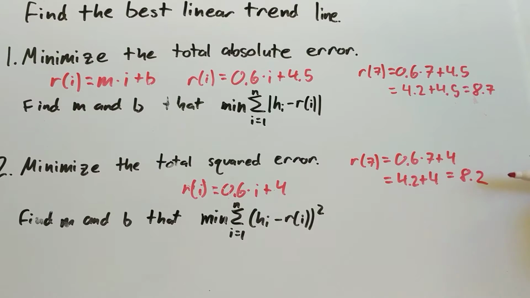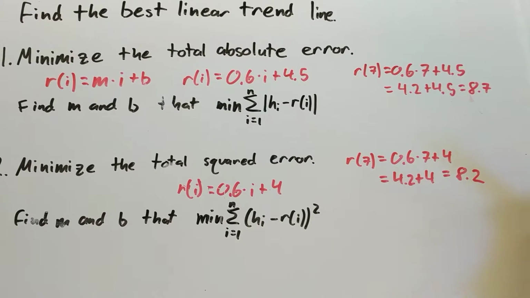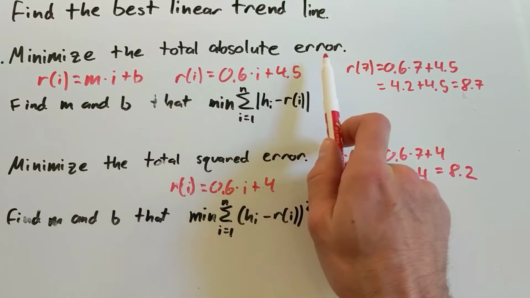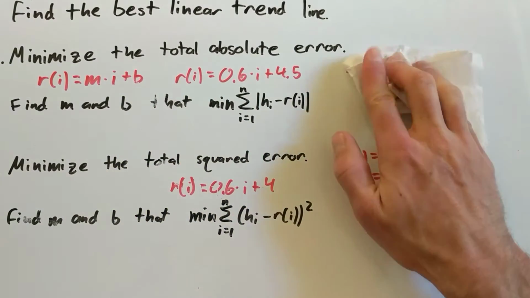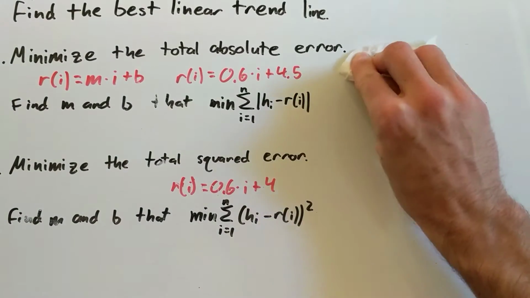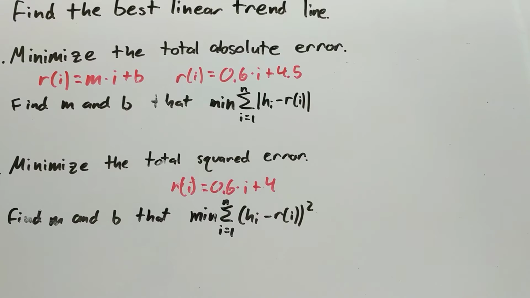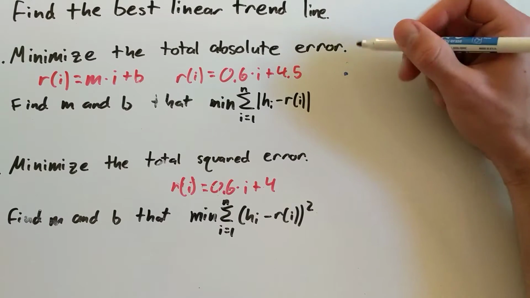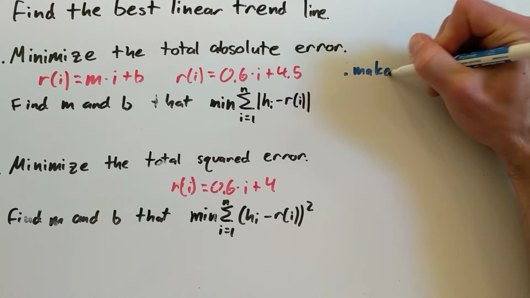Which one is better? There's really no way to know until we just wait till the 7th day. And that's kind of what you have to do when making a model for predictions. You don't really know which one is better until you actually measure the data. One thing I can tell you is that using the total absolute error, and I think I'll make another video to show some examples of this, makes intuitive sense.